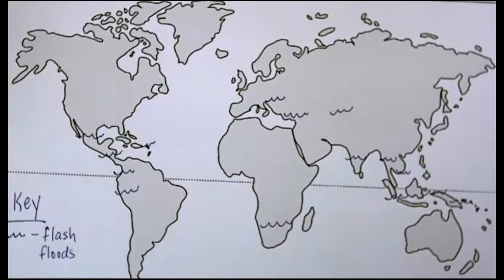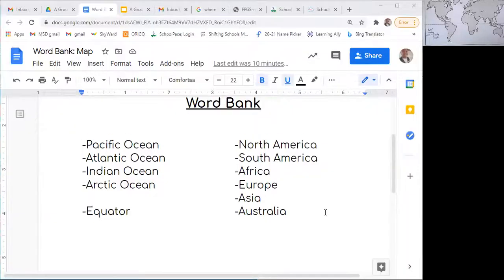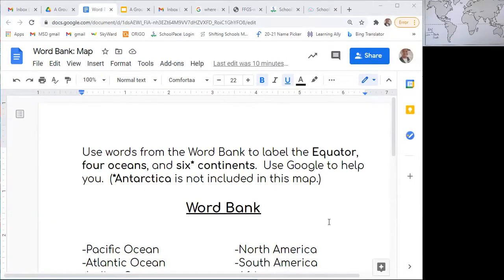Now, if you're doing it, you might want to find something different to do, because I kind of gave it away there. Now, one thing you also have to do, let me go back and share my screen, is label other things too. Sorry about that. It says here, use the words from the word bank to label the equator, 4 oceans, and 6 continents. Use Google to help you. Antarctica is not included in this map. It says 6 continents, really 7, but the map that we gave you does not include Antarctica.